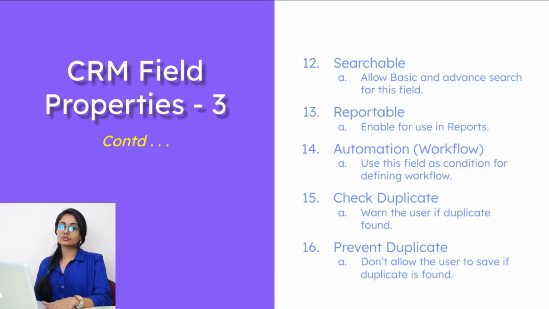Then I can use the prevent duplicate property, which will enable me to disable the save button. If a duplicate is found, it will not allow you to save that contact a second time with the same details. It will prevent the same action for that duplicate record that is getting generated.